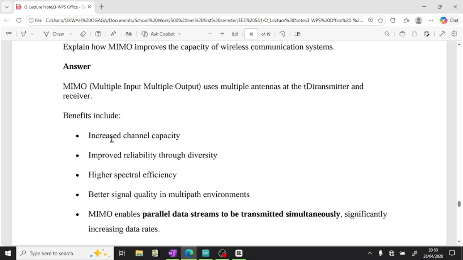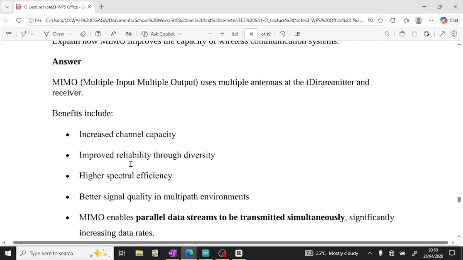The benefit is that you have increased channel capacity because multiple antennas are sending signals. Then improved reliability through what? Diversity. It's more reliable, of course. Then higher what? Spectral efficiency. Spectrum is the range of available frequency, so you can now make use of more of the available frequency. So it's now efficient because you now have more antennas doing the job. Then better signal quality in multipath environment. In an environment where you have multiple paths, you have better signal quality because you have multiple antennas.